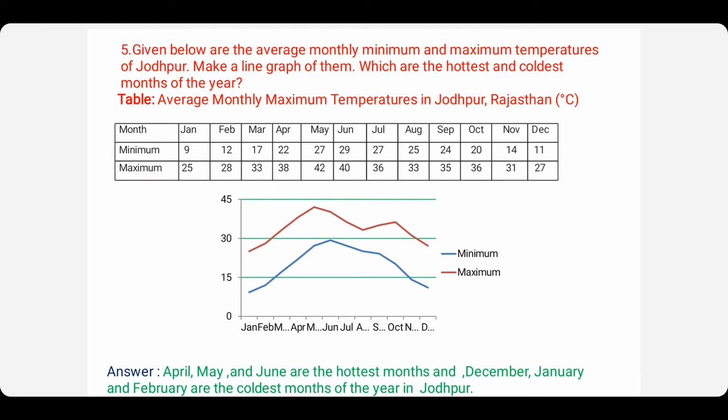That is April, May and June respectively. These are the hottest months. And let's go to the minimum temperature, which are the least ones here. You see January, December, February. So here we see that December, January and February have the least temperature. So we can say that April, May and June are the hottest months and December, January and February are the coldest months of the year in Jodhpur.